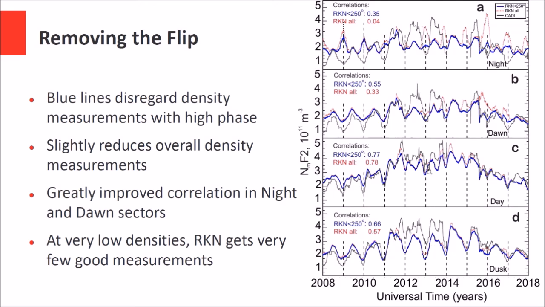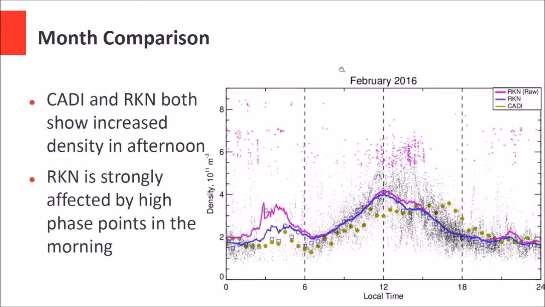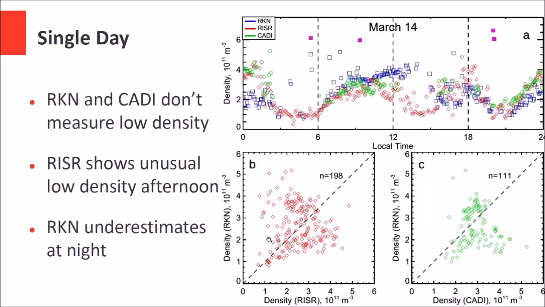When densities are very low, we tend to get very few good measurements, and I'll go back so that we can look. Here in this morning sector, we see that the raw data, indicated in pink, deviates significantly from the data with the high phase points removed. And this is mostly because there is much less data overall, and so these few points with a high phase have a stronger effect on the data. Now we see that there are also a few high phase points, and these are all very obvious outliers, just on a single day.